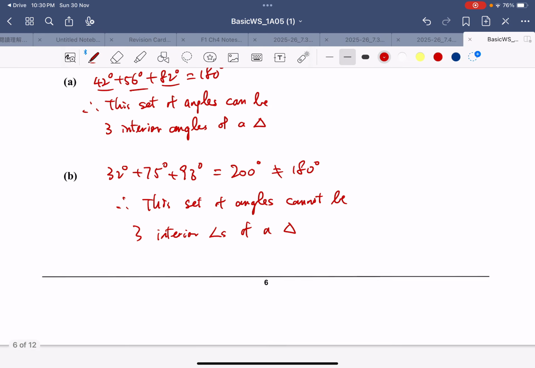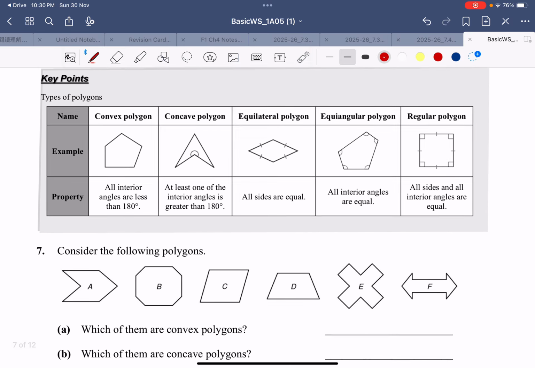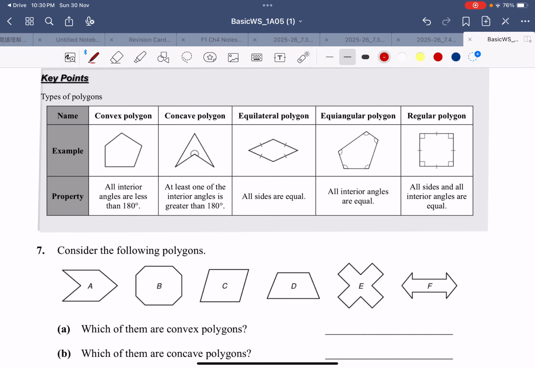Finished? Yes. Now let's look at different types of polygon. We can name them according to the interior angles. If all interior angles in a polygon are less than 180 degrees, for example, here we have this angle less than 180, and all these angles are less than 180, we name this type of polygon a convex polygon.